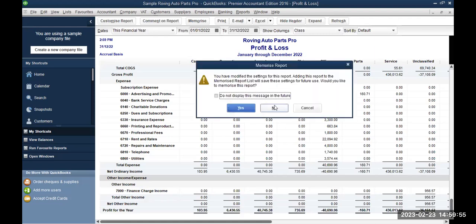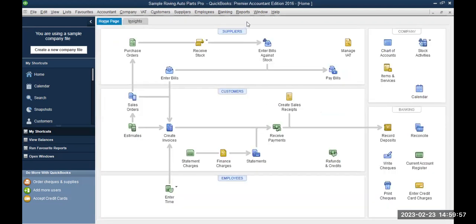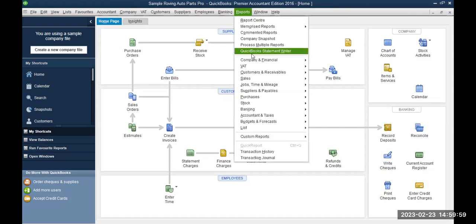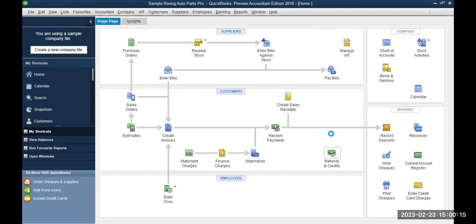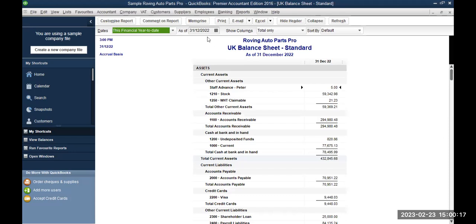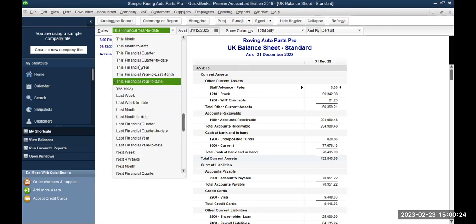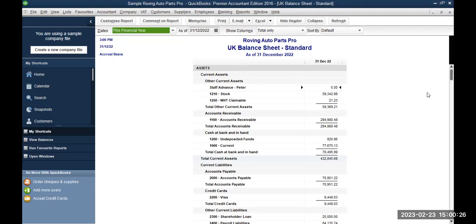Let me show you the balance sheet. So the balance sheet, you go to reports still, under company and financials, you go to UK standard balance sheet. So this standard balance sheet just gives you a summary, okay? It just gives you a standard balance sheet, okay? And this is choosing for this particular financial year to date. And I want the whole financial year, this financial year. So it gives you a summary of that, okay?